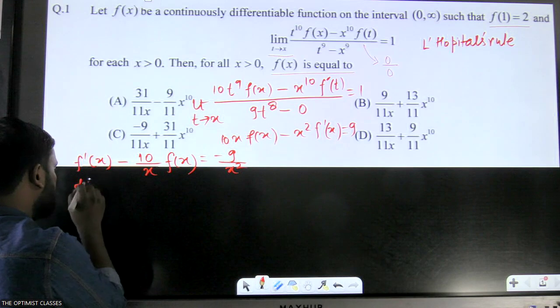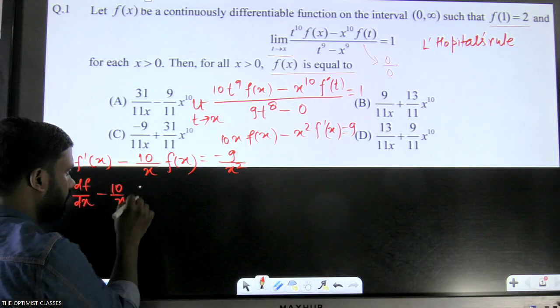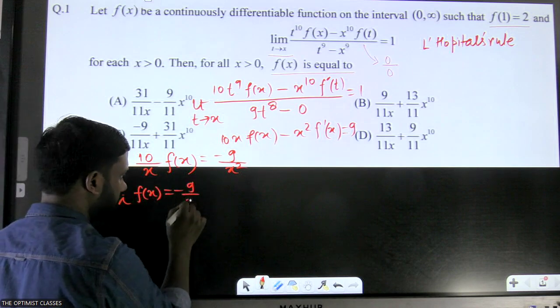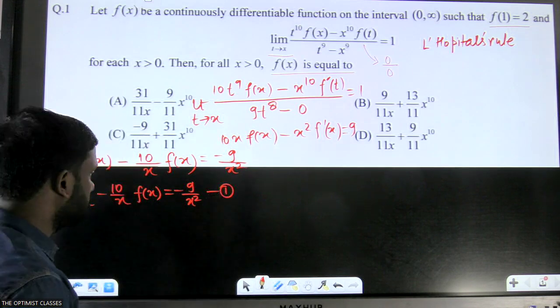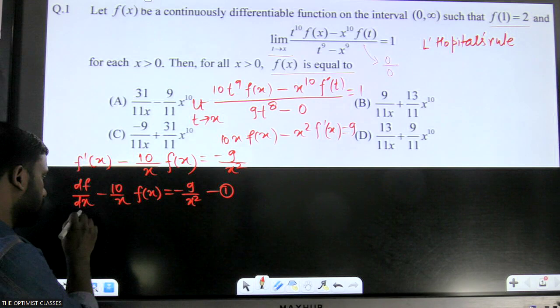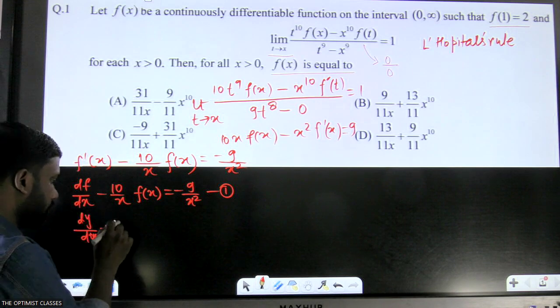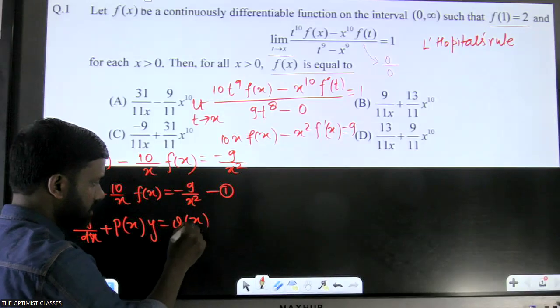So we can write it like this: df by dx minus 10 upon x times f(x) is equal to minus 9 by x square. Let's call it equation number 1. This equation is a linear differential equation. Its form is dy by dx plus p(x) y is equal to q(x).